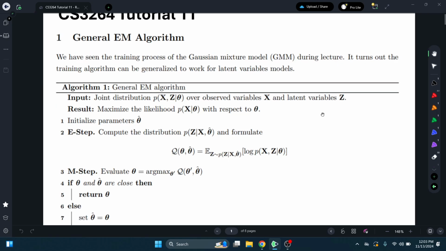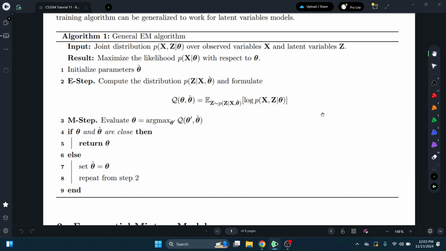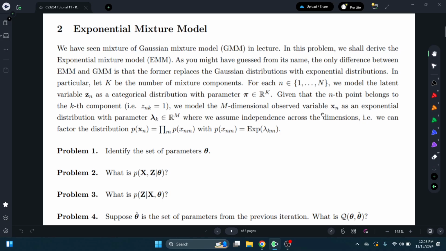Okay, so here we have our general EM algorithm, still the same thing, but today we are going to explore the exponential mixture model. We have seen the mixture of Gaussian models. Essentially, if I have a certain distribution, I can put multiple Gaussian centers, depending on how many centers I want. That is usually parameterized by K.